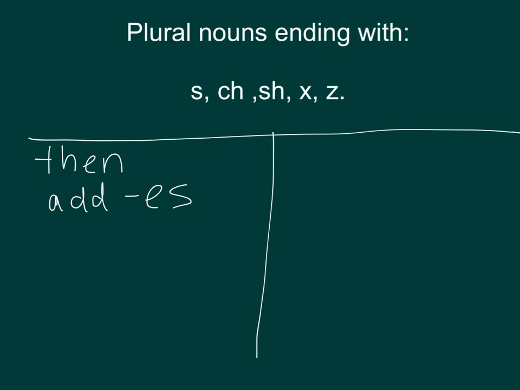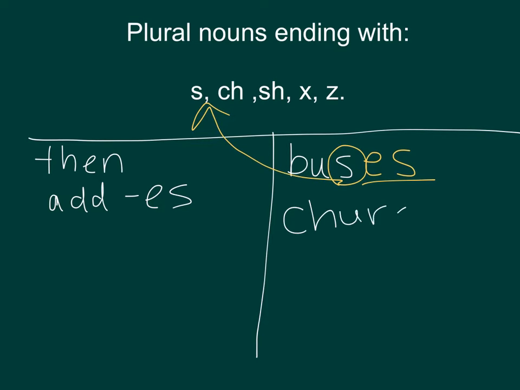Some examples of these words would be a word like bus. If I have the word bus, I would add an ES. So as you can see, this word ends with an S. So because of that, we need to add an ES to the end of the word. I also want to show you an example of a word that ends with CH. An example of that would be something like church. So if I have church, again, ending with CH, then I have to add an ES to the end.